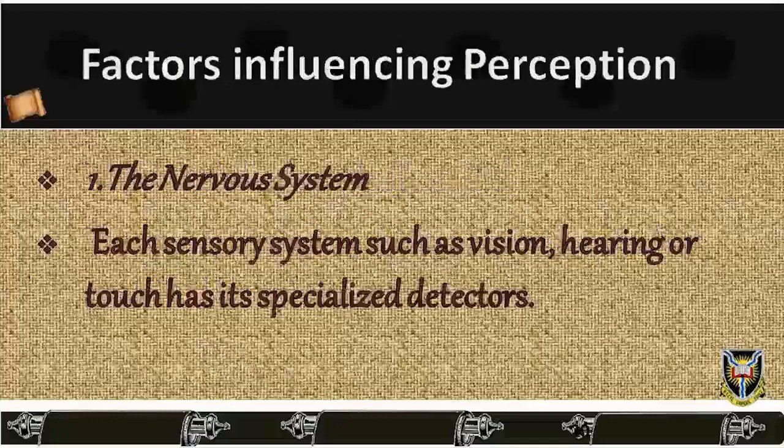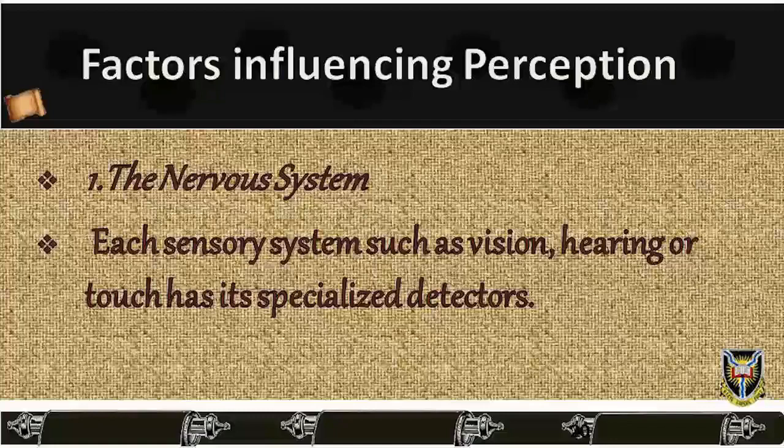Factors influencing perception. Both physical and psychological factors affect perception. One of the most important physical factors is the structure of the human nervous system. Important psychological factors include our emotions, needs, expectations, and learning.